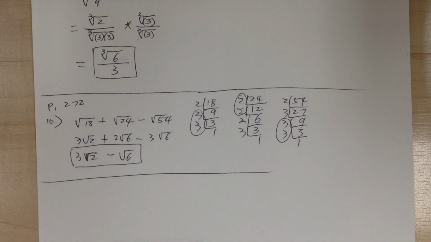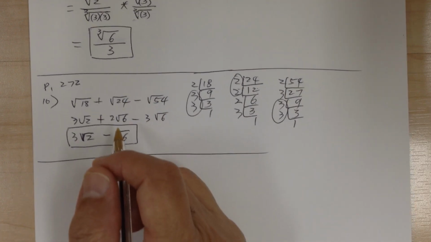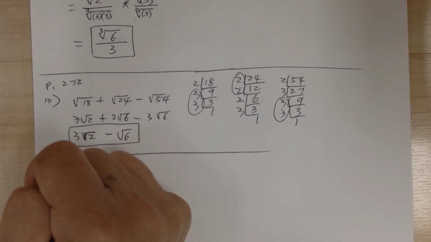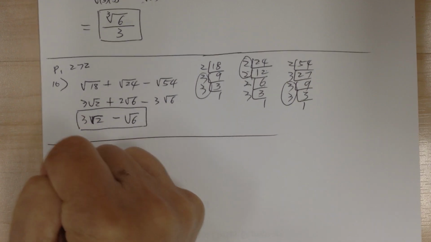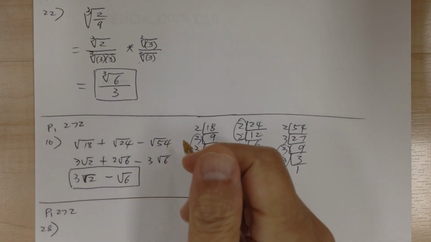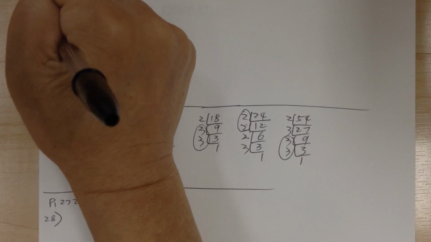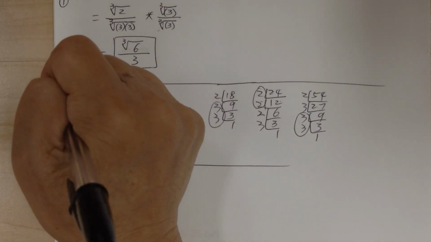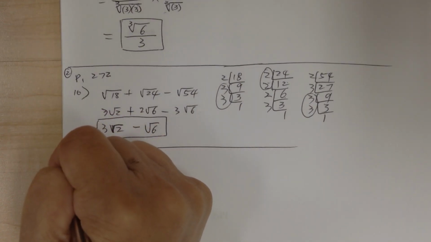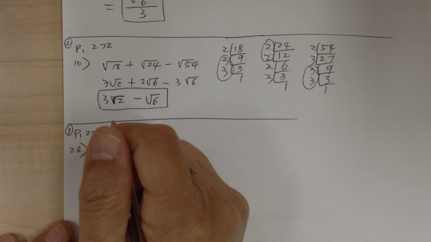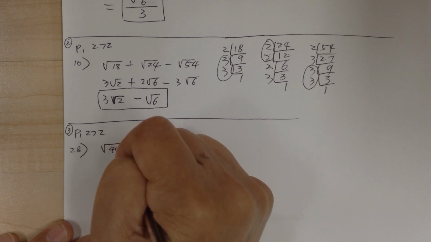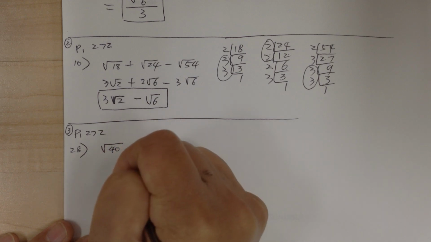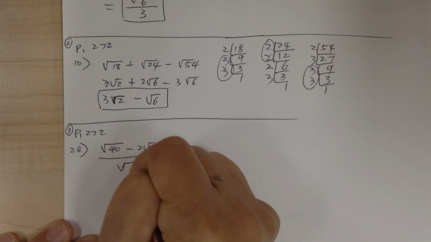Okay, next one, let's do number 28. By the way, this is number 1 on the list. This is number 2 on the list. This is number 3 on the list, on the breakdown. So let's do it. You've got the square root of 40 minus 2 square root of 5 over the square root of 10.